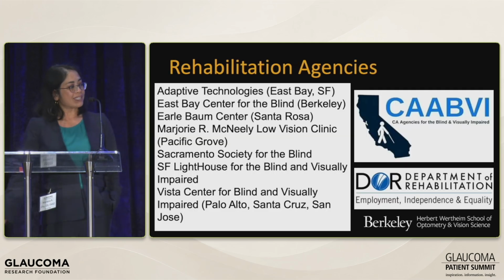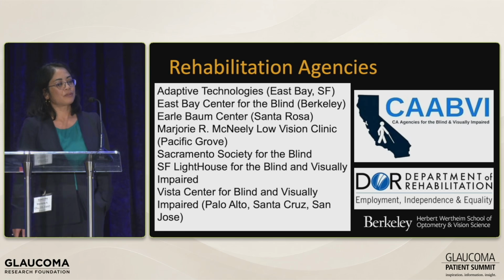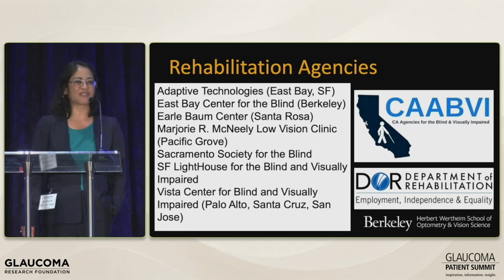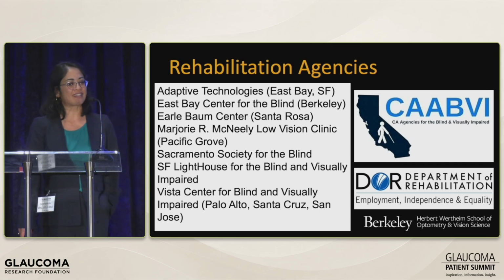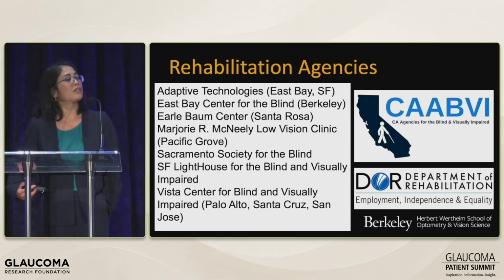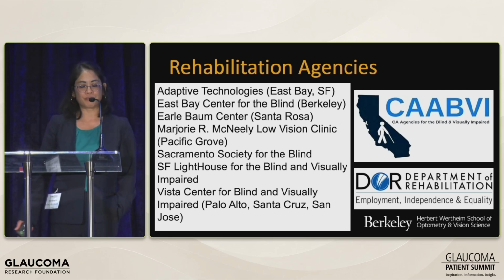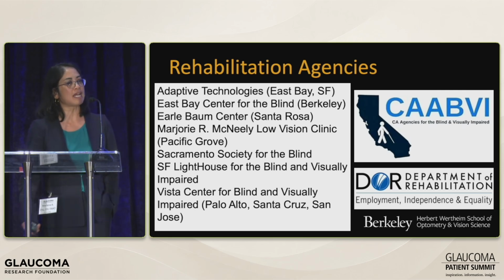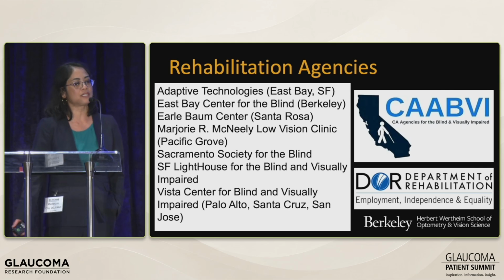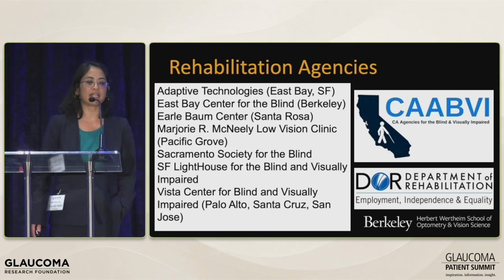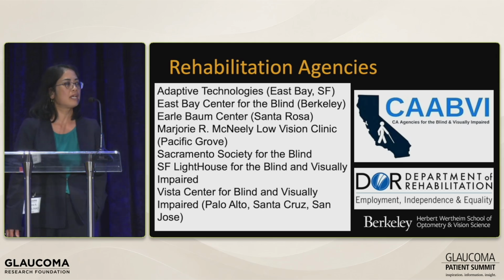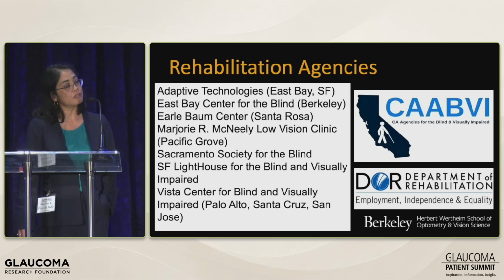Here, I apologize, I have narrowed it down very quickly to the Bay Area here in terms of what are these rehabilitation agencies. There's quite a long list on the left-hand side, but I encourage you, for those of you who are not from the Bay Area, to consider reaching out to the organizations in your own state. The one that I have listed here, at least for California, is the California Agencies for the Blind and Visually Impaired, but they will also have links to other states.